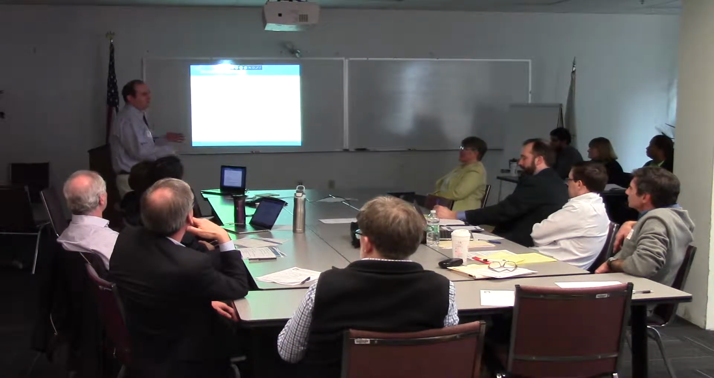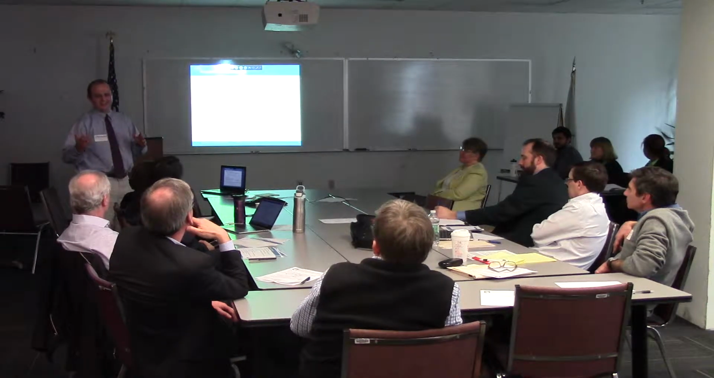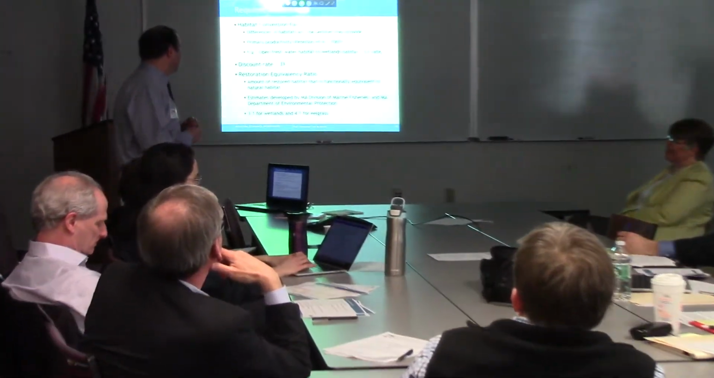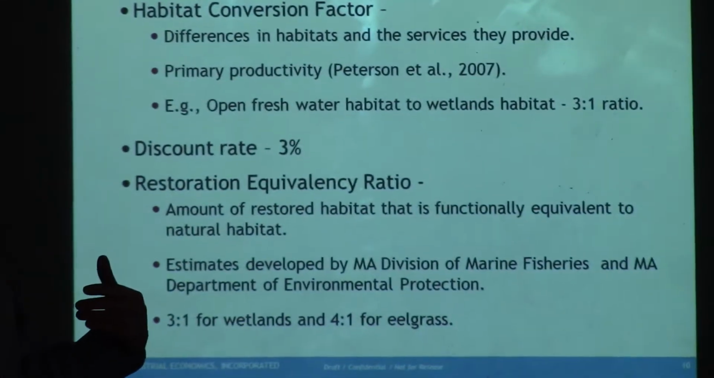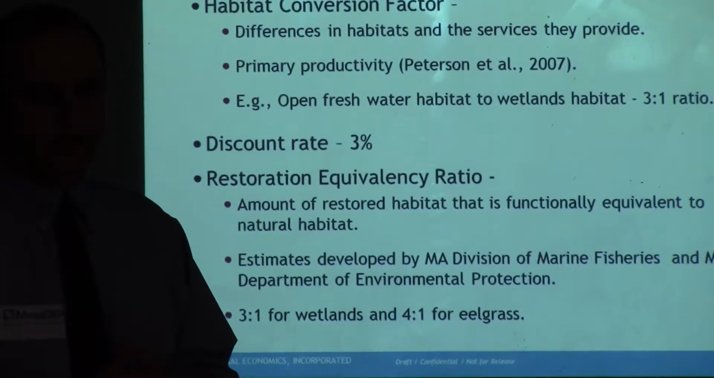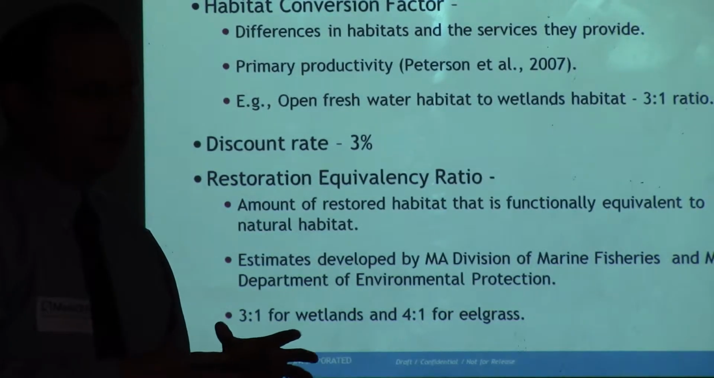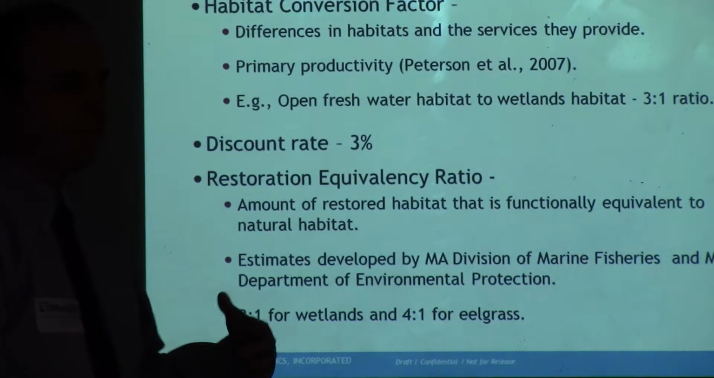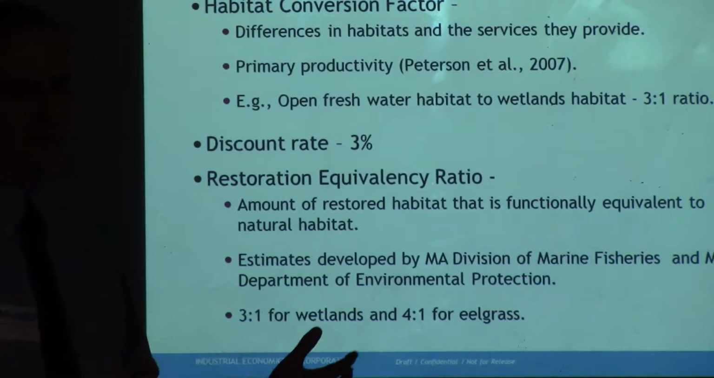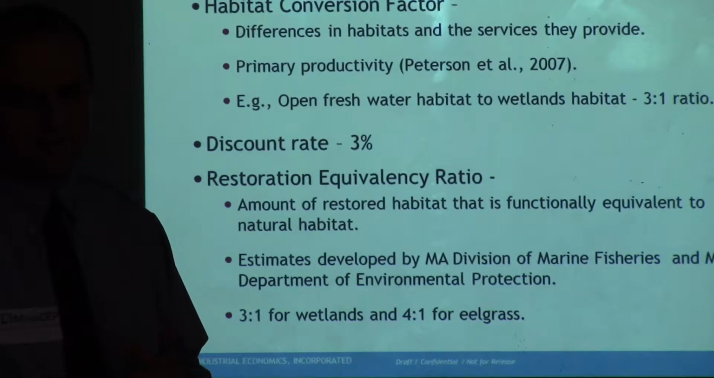So this is based on these primary sources that you're talking about there. And to keep things moving here, this is a 3-to-1 ratio for wetlands and a 4-to-1 ratio for eelgrass. So 3 acres of restored or created wetlands is equivalent to 1 acre of natural wetlands.